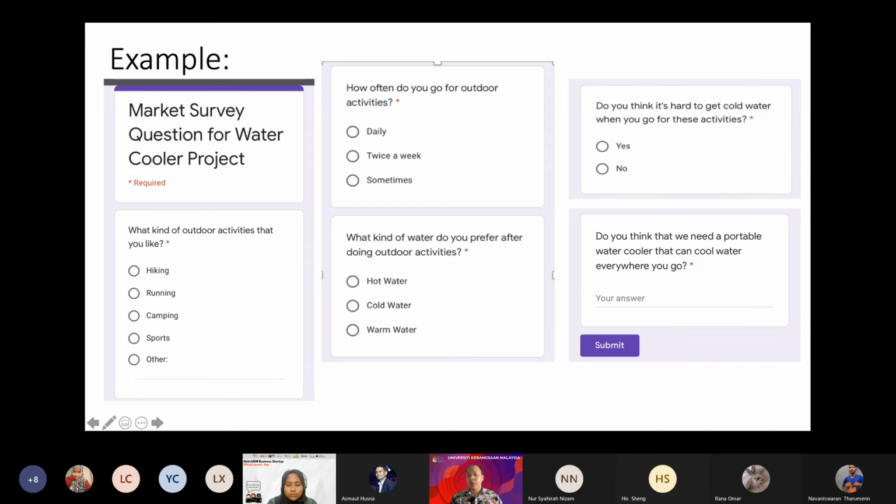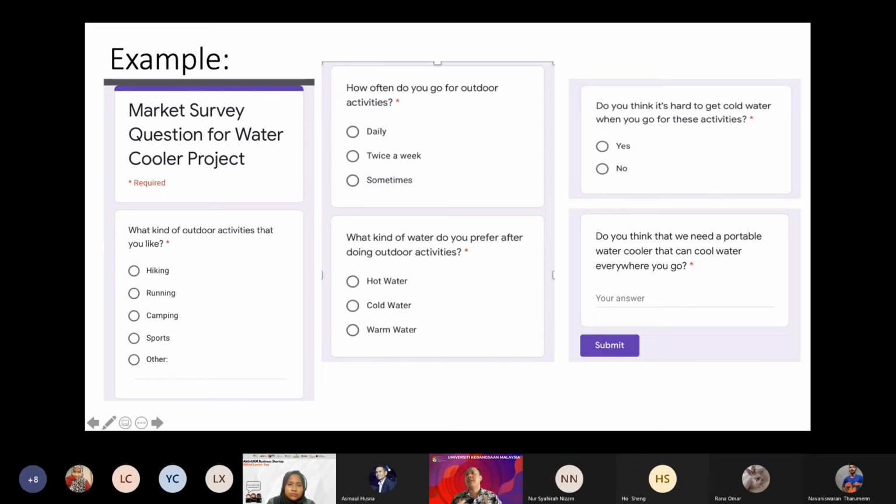But if you can only provide cold water, and let's say 60% of them prefer hot water, then you can redesign your product to provide both hot and cold water. As simple as that. And then, do you think it's hard to get cold water when you go for this activity? If you're expecting to only provide cold water, you want to ask further: is it difficult? This is the pain that you want to address.